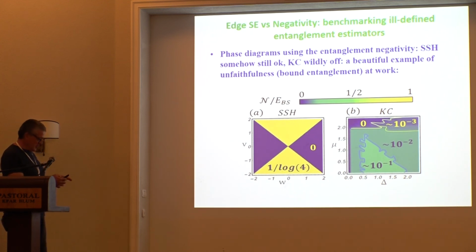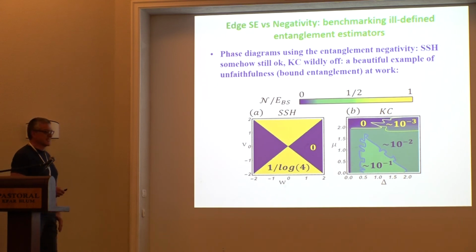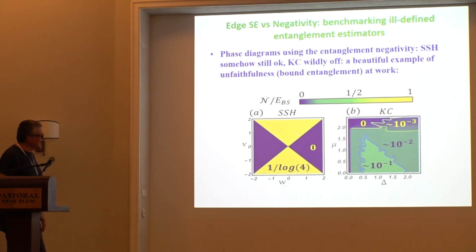The negativity. People do use the negativity in quantum many-body physics, so we had fun using the negativity as well and comparing it with the squashed entanglement. For the SSH, the negativity is still okay, although it gives strange numerical results, but the qualitative features of the phase diagram are more or less reproduced. And then when you move to the Kitaev superconductor, a total mess. It's widely off the mark. The negativity screws up completely the correct phase diagram.